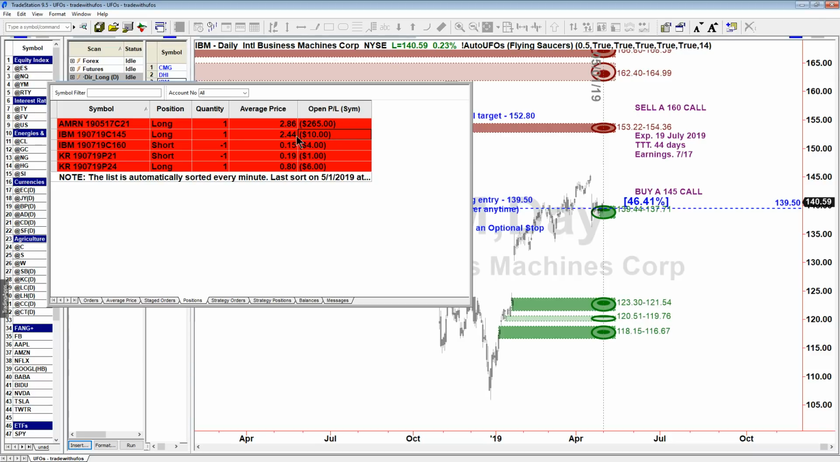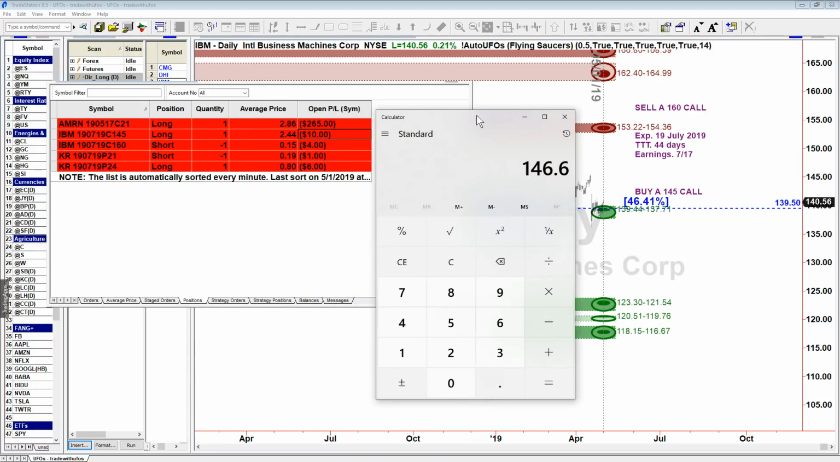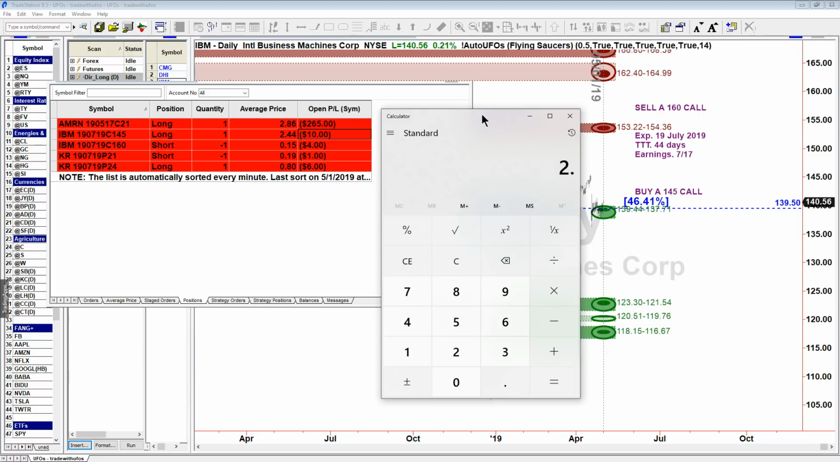In my case, I got 244 minus 15. How much is that? 244 minus 15, that is 229. So I pay 229. You guys are paying 220, 216, 221. So you got a better price than me, so you're going to have less red than me.